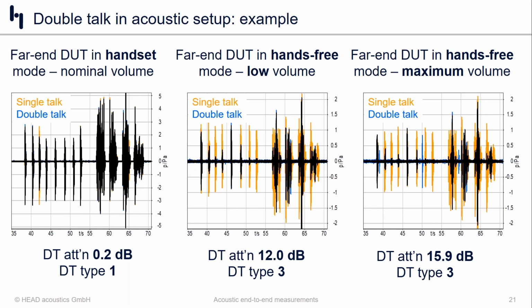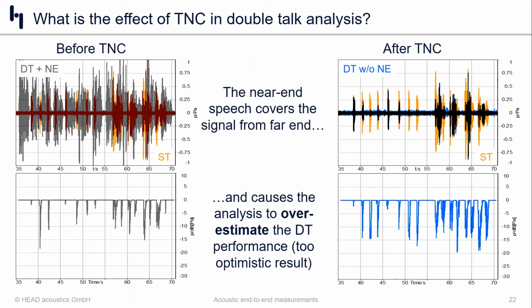Now, let's look at how TNC affects the double talk analysis. Because if we just focus on the left-hand side of the page, you can see an awful mix of traces. And in gray, we have the double talk signal plus the near-end speech. And the problem we have, of course, is that the near-end speech covers the signal that we are receiving from the far end.